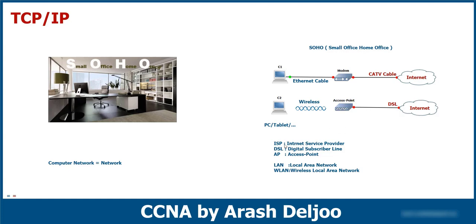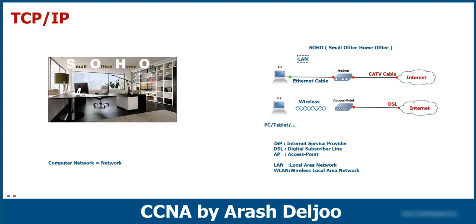And you know that ISP is the abbreviation of internet service provider. DSL is the abbreviation of digital subscriber line. AP is the abbreviation of access point. Also, let me review two other terms. One of them was explained in the previous videos. The first is LAN. Here we have a LAN, or local area network. You know that a LAN is a network in a limited geographic area. For example, in a building, in a room, this is a LAN.